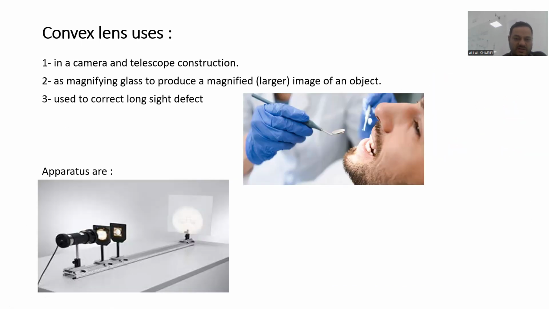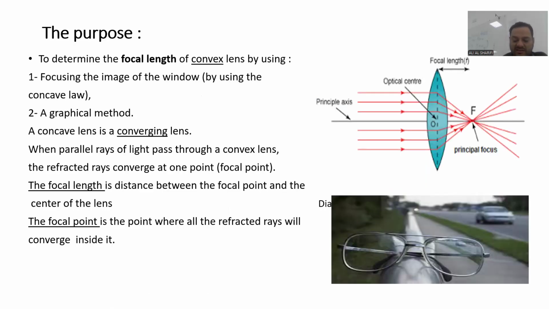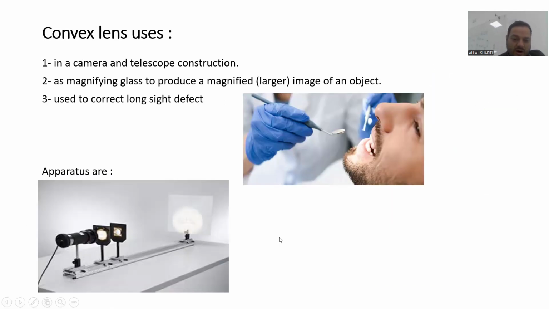This slide is finished. Let's talk about the uses of the convex lens. Actually, it is used in microscopes, cameras, and magnifying glasses to produce a larger image of any object, and to correct long-sight defects, like in the previous slide when I was talking about eyeglasses. Okay, now our work will depend on this experiment.